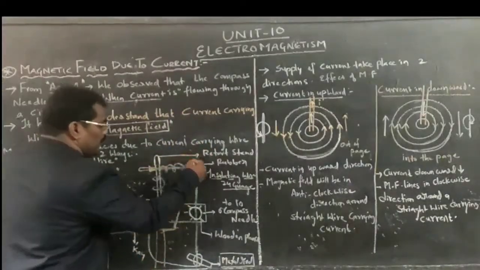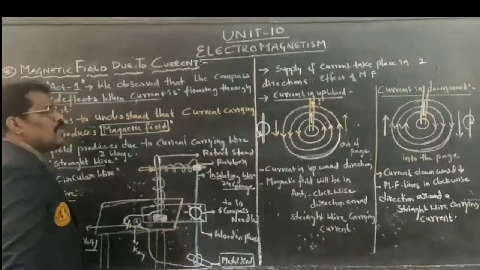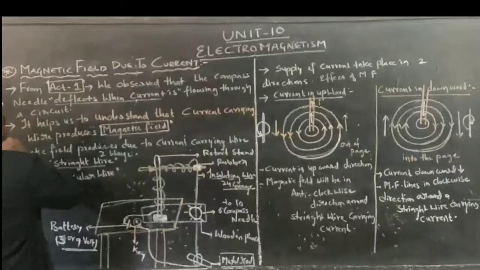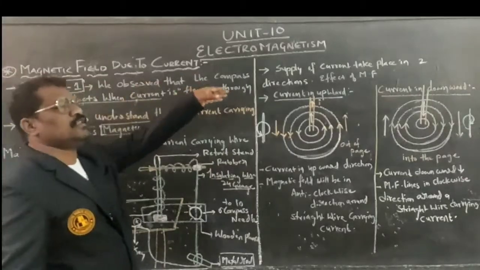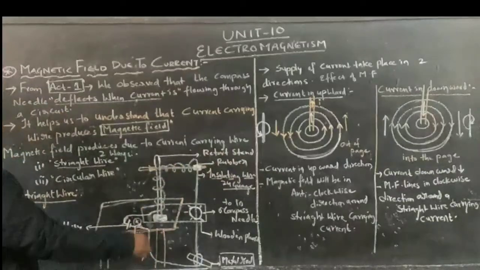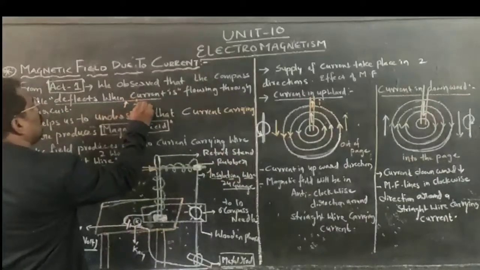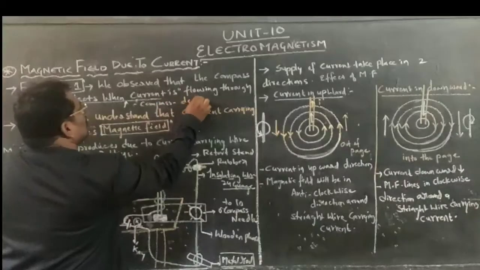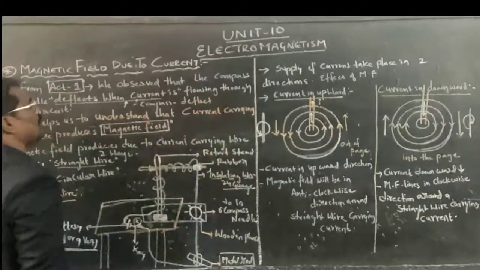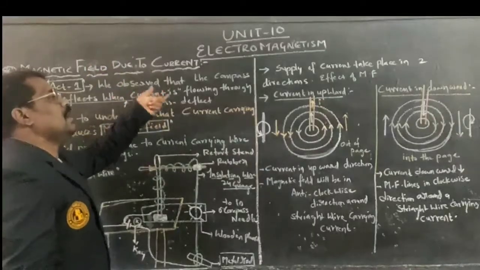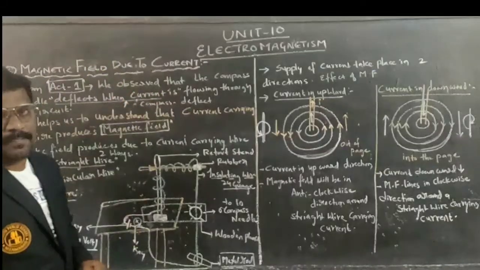As the current is flowing through this particular coil, what happens there? According to activity 1 we have studied clearly, when the current is flowing through a circuit, through a copper wire, what happens if I bring near a compass needle? It deflects. If it is deflecting, what does that mean? There is an effect of magnetic field around the current carrying wire.